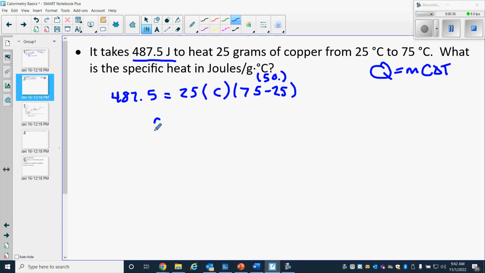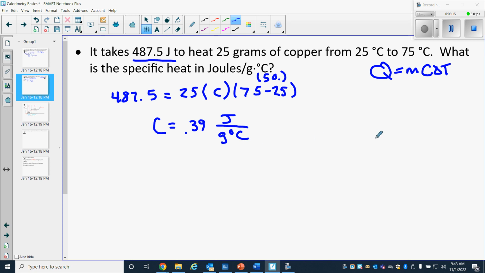So here to solve for specific heat, to solve for C, we have to divide. So 487.5 divided by 25 divided by 50, and we get 0.39. And 487.5 has 4 sig figs, 25 has 2, 50 has 2, because we know that ones place is exact. So 0.39 is 2 sig figs, and our unit for specific heat is joules per gram degree Celsius.